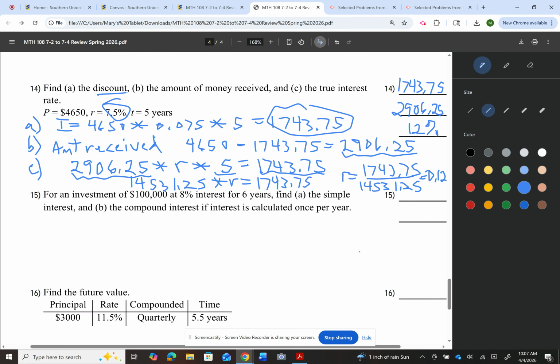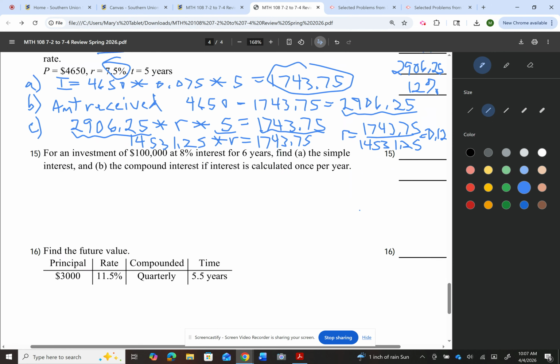All right, here's where 7.4 begins. Part A is still 7.3. Part A is still simple interest, but part B is compound interest. So right here is where 7.4 kind of starts off.